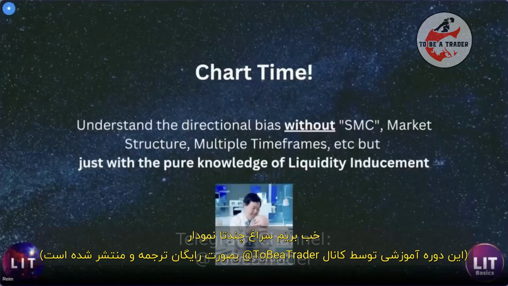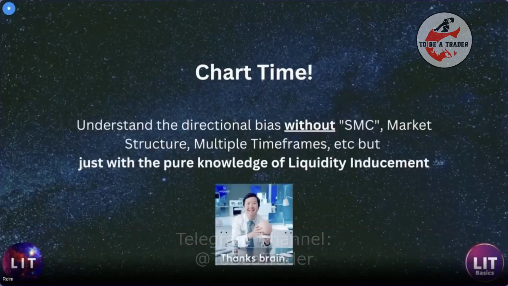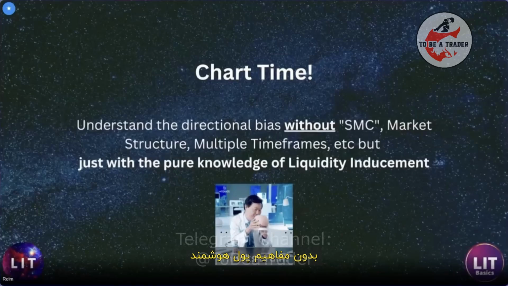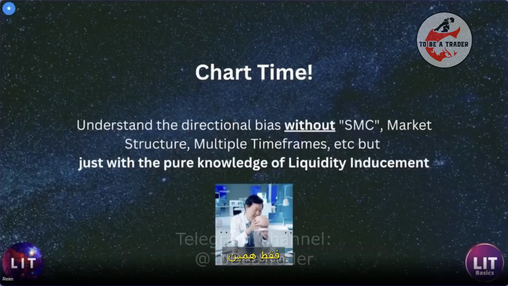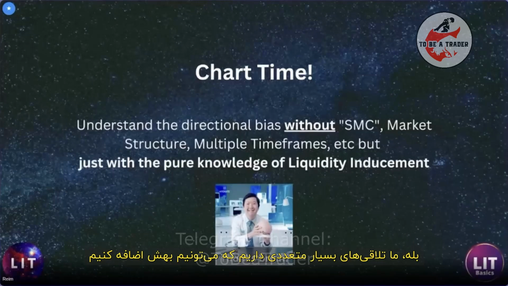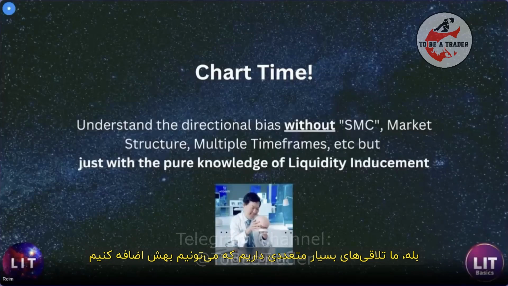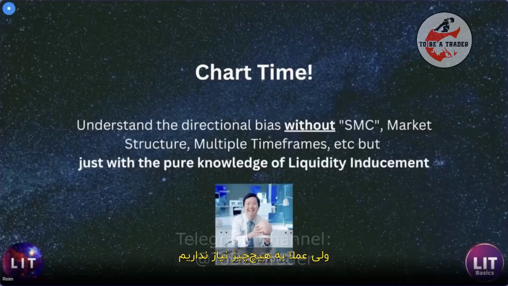Okay, so let's actually dig into some charts. Because again, understanding directional bias without any smart money concepts, any market structure, any multiple time frames, or any indicator, nothing. We just need the knowledge of pure liquidity inducement, and that's it. That's literally it. Obviously, you can add a lot of stuff. And again, yes, we have multiple confluences we can add in, but technically, you don't need anything.